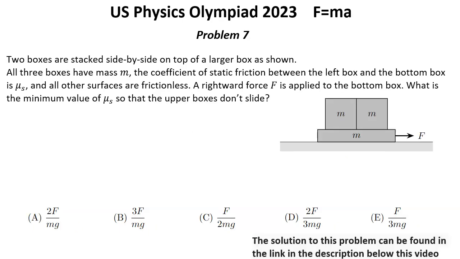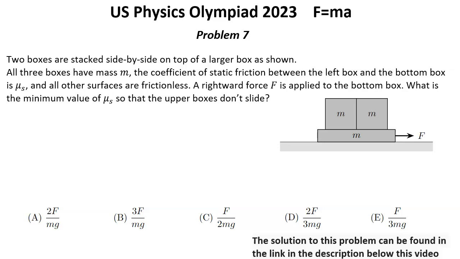Problem number 7. Two boxes are stacked side by side on top of a large box as shown. All three boxes have mass m. The coefficient of static friction between the left box and the bottom box is mu s, and all other surfaces are frictionless. Rightward force F is applied to the bottom box. What is the minimum value of mu s so that the upper box doesn't slide?